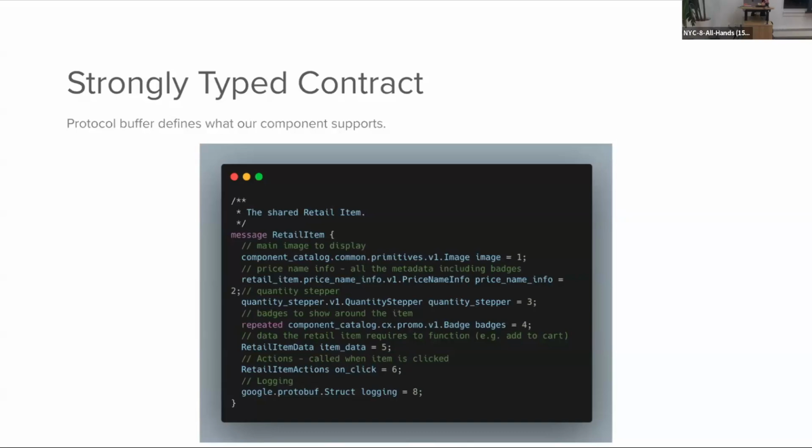It has an image, it has the information about the price and metadata, it has configuration for the quantity stepper, badges, and then the item data was all that information that we needed to be able to add the item to your cart. We had actions, so what should happen when you tap this component, and then we also still had our logging field, which was used for telemetry.